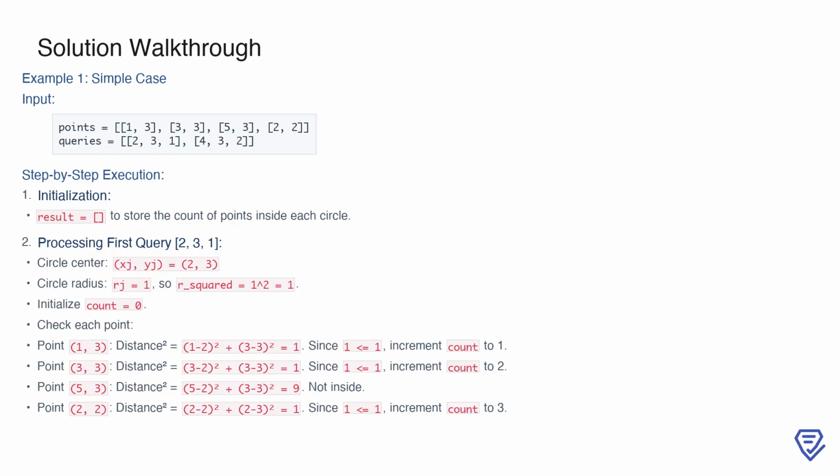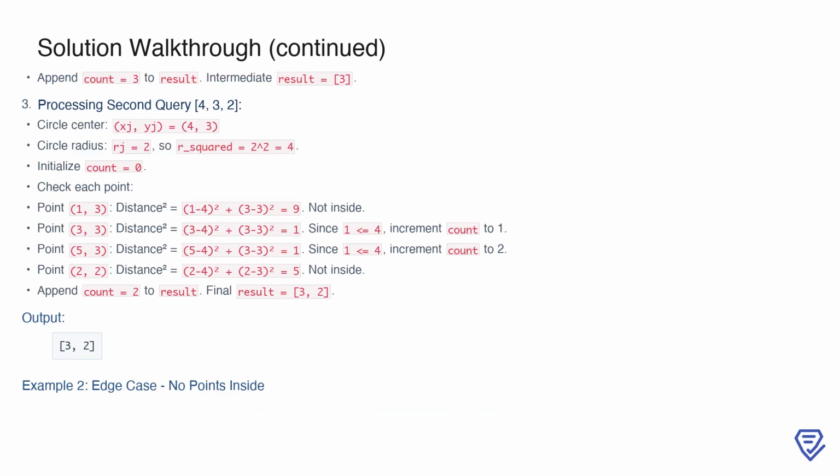The squared distance for the first point, (1, 3), is 1, which is less than or equal to the squared radius, so we increment the count. The same applies to the second point, (3, 3), and the fourth point, (2, 2), both of which also fall inside the circle. The third point, (5, 3), has a squared distance of 9, so it lies outside the circle. At the end of this query, we have a count of 3 points inside the circle. After processing the first query, we append the count, which is 3, to our result list.